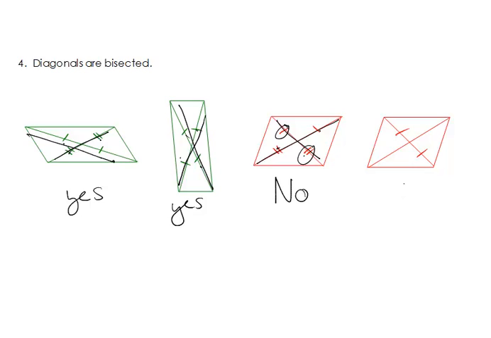For the fourth example, this diagonal is clearly bisected because we have the same kind of mark on the 2 top and bottom parts. This diagonal has no markings at all, so there's no way to be certain whether this part is the same as this part. So this is a no, not enough information.